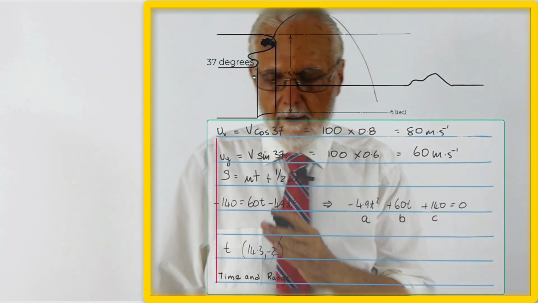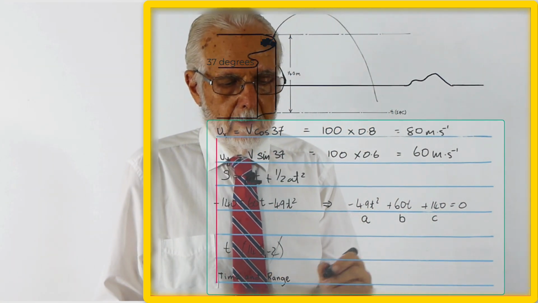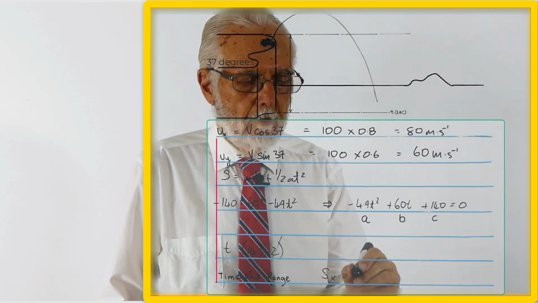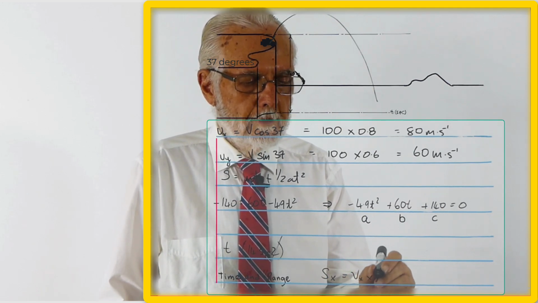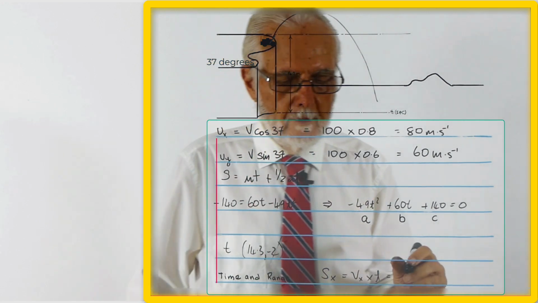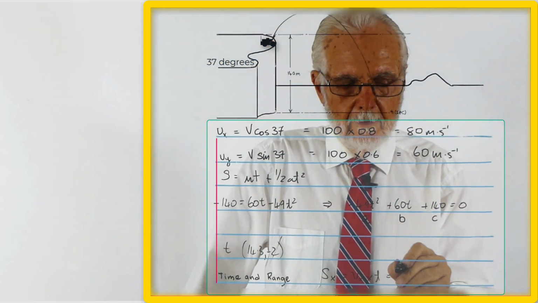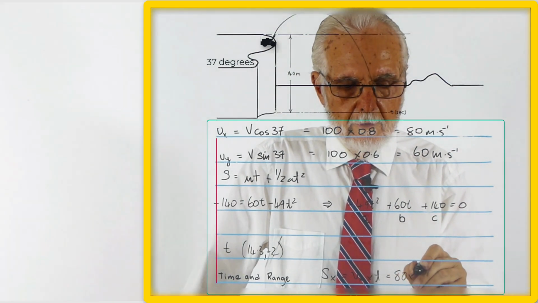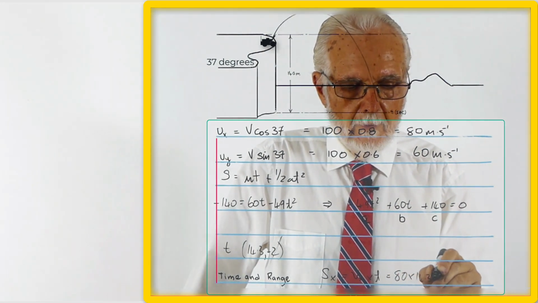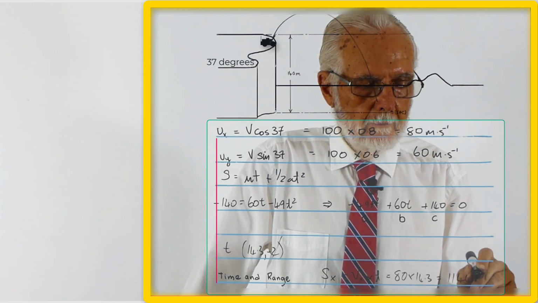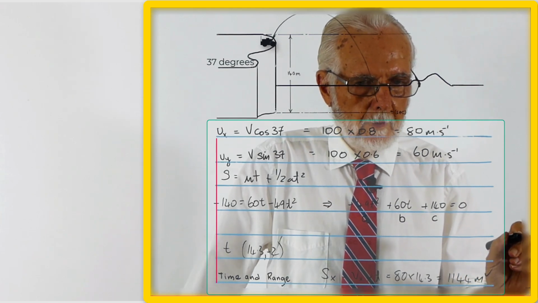So we use that time to find the range, and the range Sx becomes horizontal velocity times time, which is equal to, horizontal velocity is 80 metres a second, so it's 80 times 14.3, which is 1144 metres. Tick.